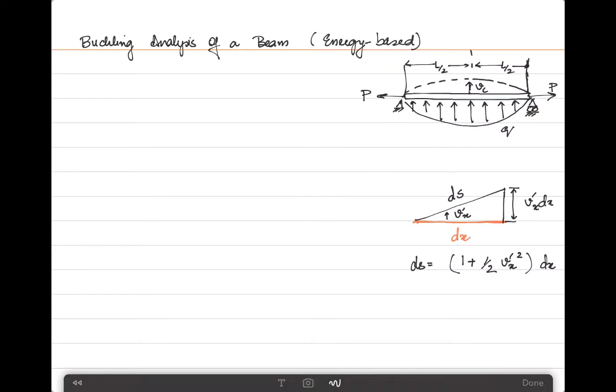Let's follow the buckling analysis of a beam based on the energy requirement. As I described a minute ago, at the point when bifurcation buckling occurs, the membrane strain energy has to be converted into the bending strain energy. So for a beam, let's look at this particular problem, define the membrane strain energy and the bending strain energy, and see how we can get to the buckling requirement or the buckling load.